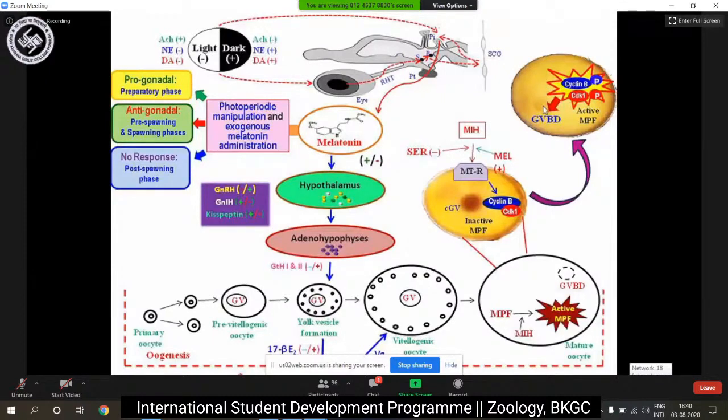So many different avenues of research can be there. We can always work on all these different things. As you can see, this light-dark cycle is often associated with secretion of different hormones. Acetylcholine, norepinephrine, dopamine: norepinephrine and dopamine are mostly secreted during dark, whereas during light phase they are negatively oriented, and acetylcholine is secreted more during light phase.